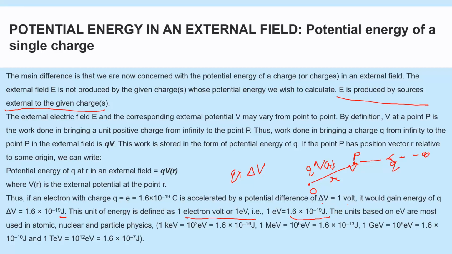This is when we are using units such as the electron volt. We consider this unit when we are trying to study atomic particles, nuclear particles. This is where the unit electron volt is going to be useful. And this is how you can see that the potential energy in an external field can be calculated for a single charge.